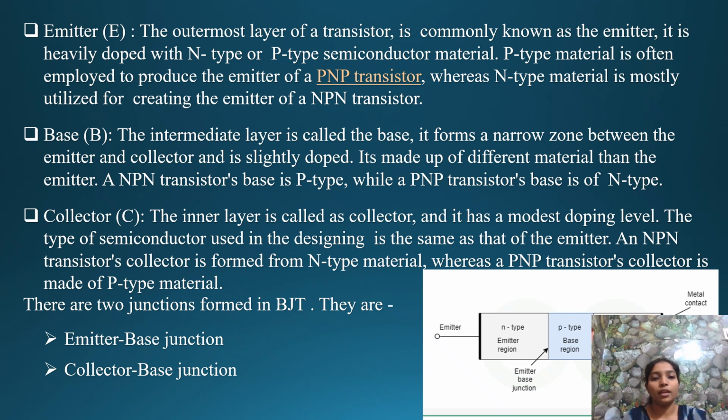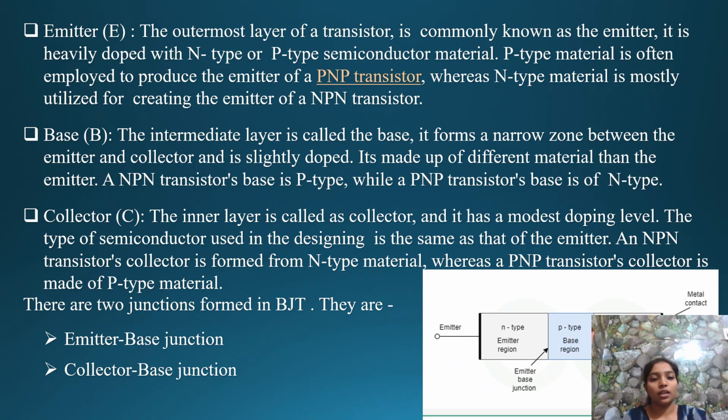Then base. Base is an intermediate layer. It has a narrow zone between emitter and collector, and it is slightly doped. It is made up of different materials than the emitter. PNP transistor base is n-type and NPN transistor base is p-type.